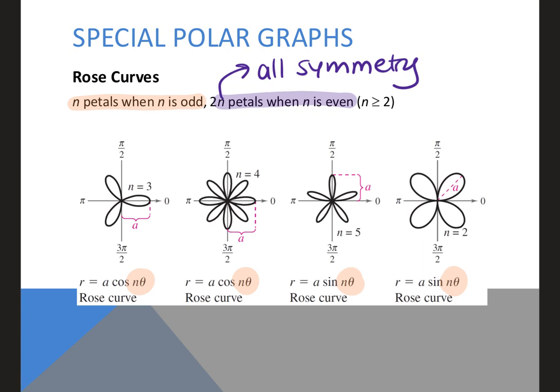Not true for odd. Odd will follow the same rules as before. If it's cosine, it's going to be symmetric to the polar axis. If it's sine, it's going to be symmetric to the pi over 2 axis. But if it's even, it has all 3.